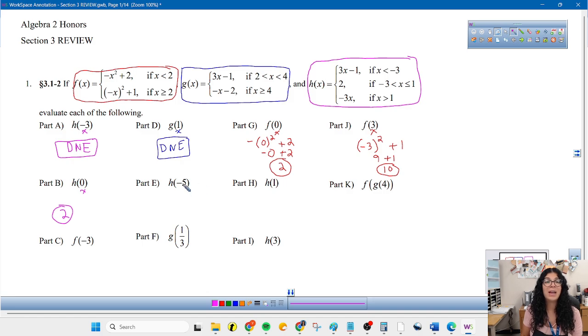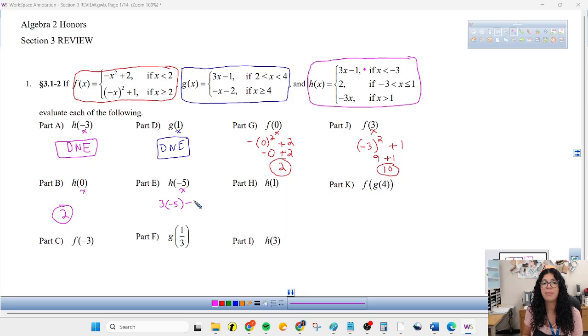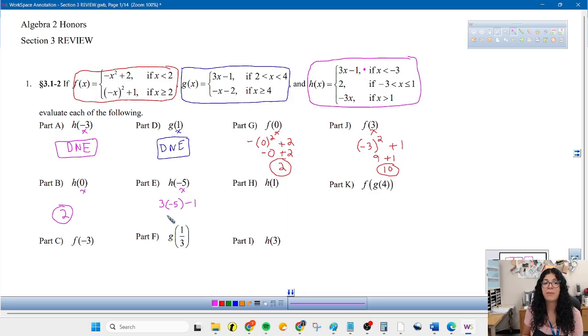Next, I have h of negative 5. So I'm plugging in x value of negative 5 into the function h. Is negative 5 less than negative 3? Yes. So I'm going to be using the first equation on this one, plugging in negative 5 would be 3 times negative 5 minus 1. 3 times negative 5 is negative 15. Negative 15 minus 1 is negative 16.